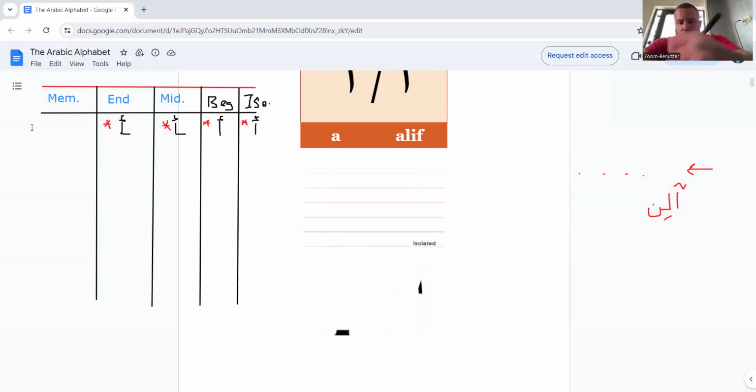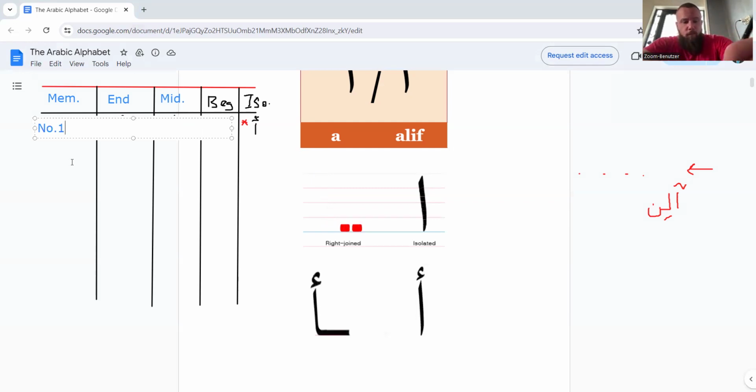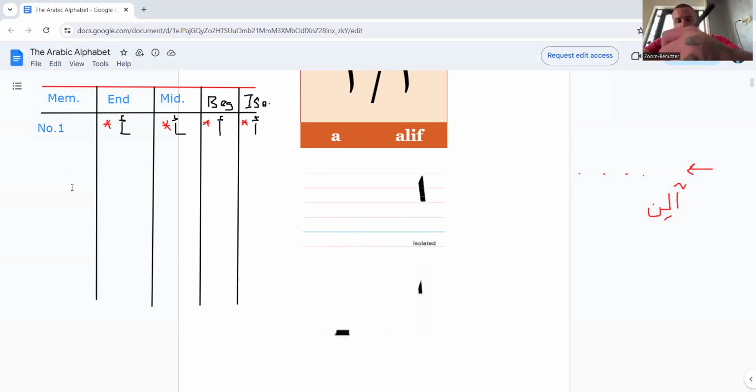Because it's the first letter in the Arabic alphabet and it looks like the number 1. And it's like the first letter in the English alphabet as well, the A. It has the same sound, ah.